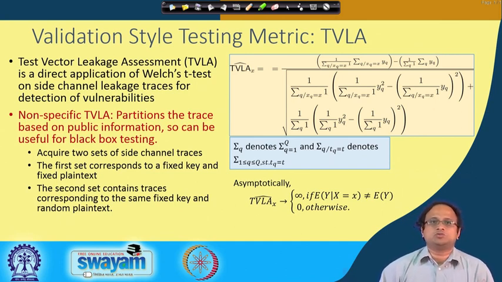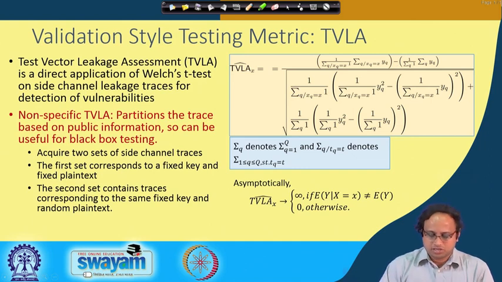So what you do is acquire two sets of side channel traces. In the first set, the key is fixed, and you also fix the plain text. In the second case, you give random plain texts. Now you calculate this parameter which is called TVLA X. There is a hat over that, and I will explain what it stands for. In the numerator, you find out the mean in both these approaches.